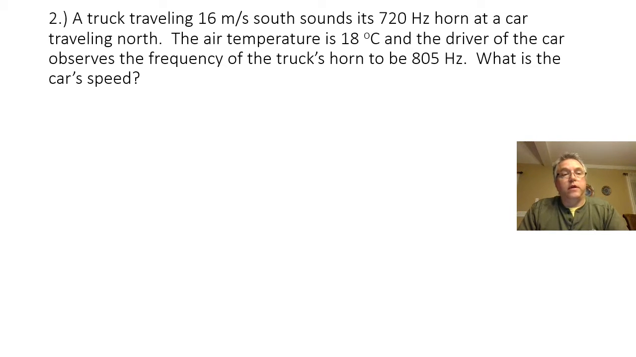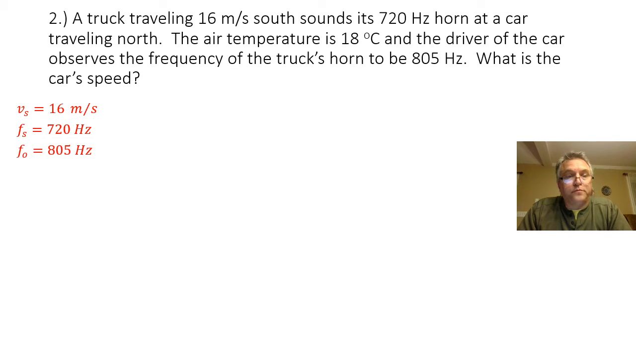I know that the truck, which is the source of my sound wave, is traveling at 16 meters per second. The frequency of the truck's horn is 720 hertz. The frequency observed by the car is 805 hertz, and the air temperature is 18 degrees Celsius. And we are looking for the velocity of the observer.